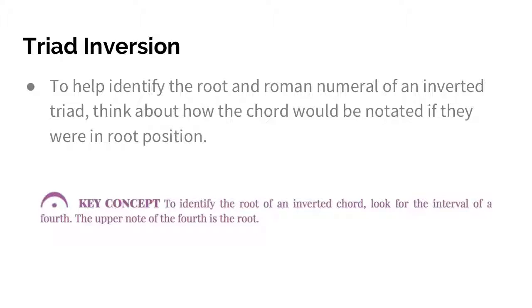All right, to help identify the root and Roman numeral of an inverted triad, think about how the chord would be notated if it were in root position. If you look at example 7-11, you'll see that in the FAC chord, measure 3, beat 1, the C is below the F. On beat 4, the C, E, G, the G is below the C. So this is how you identify when things are in first and second inversion. Noticing when the root is not in the bass, and noticing which is in the bass, the root, the third, or the fifth, will tell us what inversion we're in.